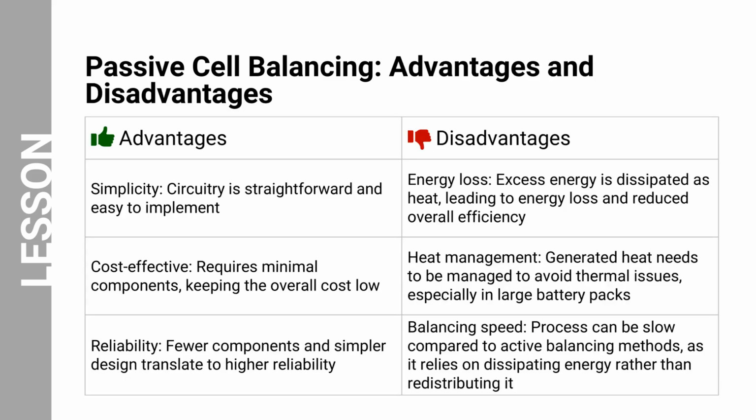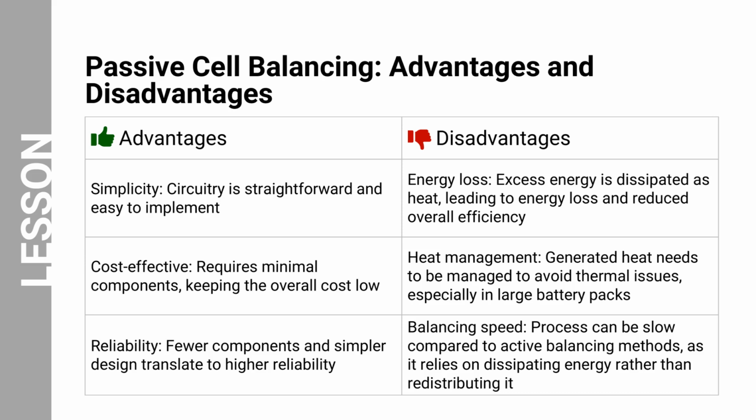Let us look at the advantages and disadvantages of passive cell balancing. Starting with the advantages of passive cell balancing, they are simplicity, cost-effective, and reliability. Simplicity. The design of passive cell balancing is straightforward, requiring only basic components such as resistors, switches, and simple control logic. This makes it easy to implement and integrate into a BMS. Fewer parts mean less complexity, reducing the chances of design errors.